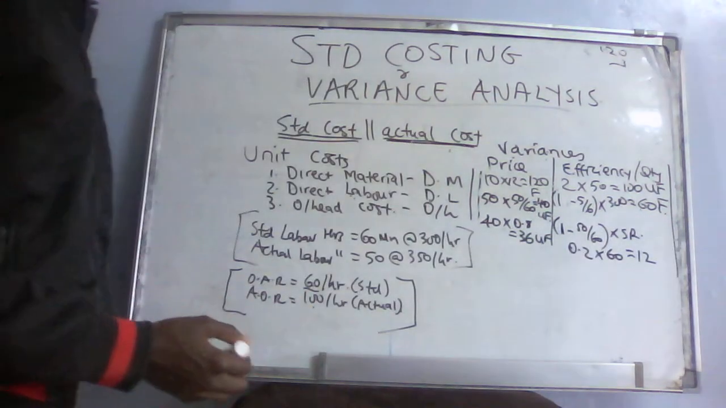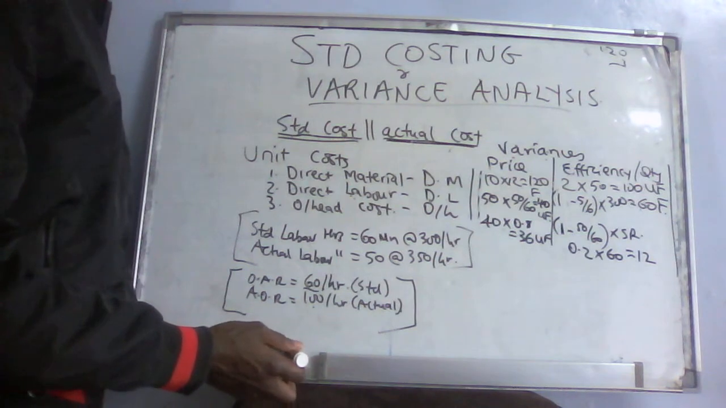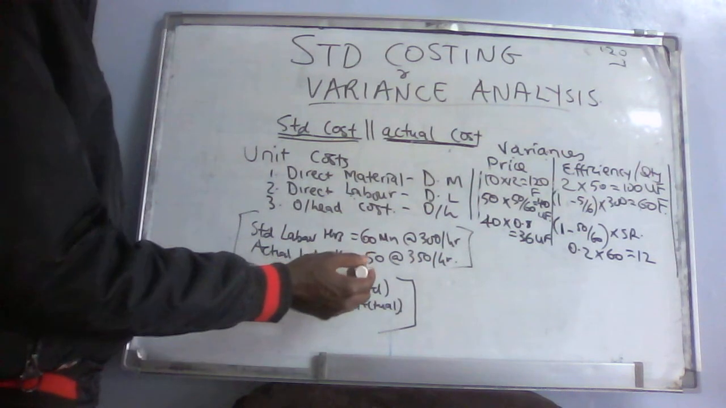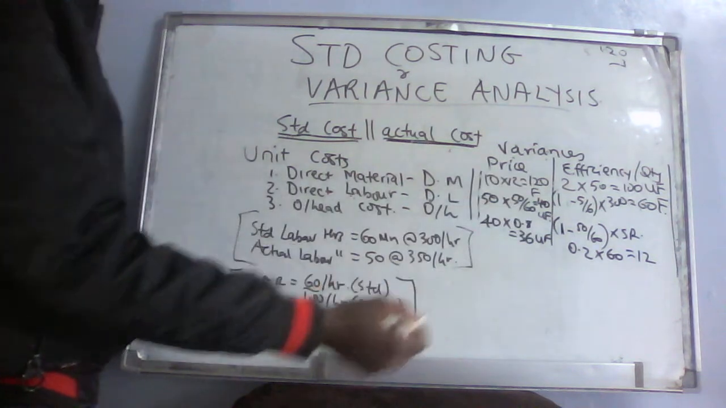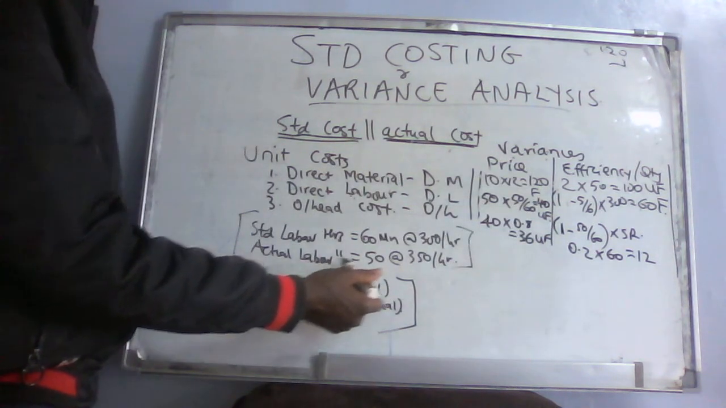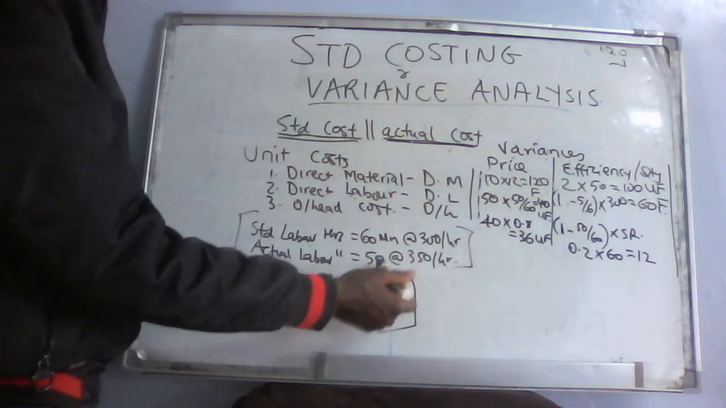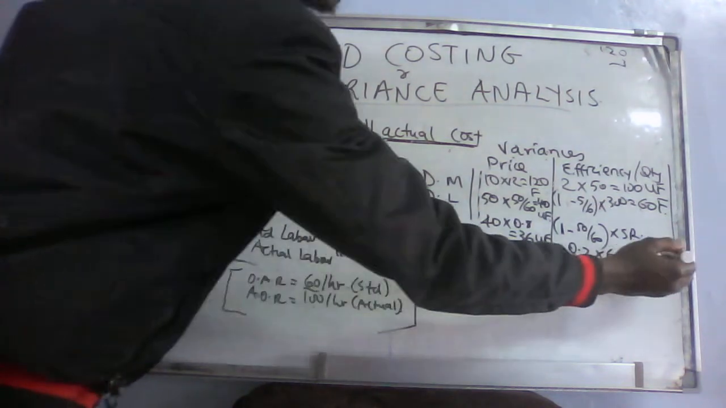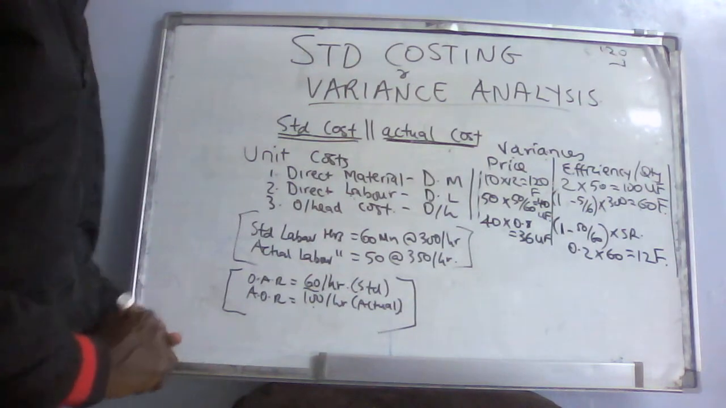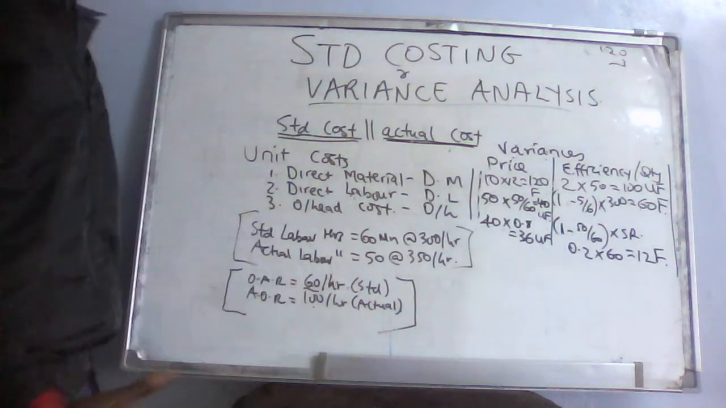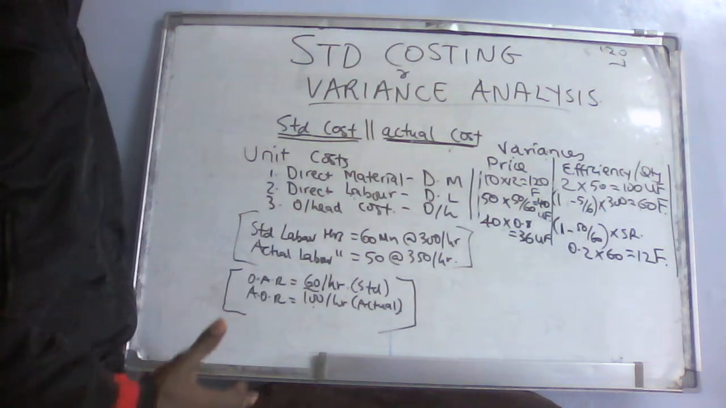And then this is clearly favorable, because it is efficiency, and efficiency is about quantity, and the actual labor hours is less than what we had envisaged. So this is favorable. Okay, so this is basically what this topic is all about.